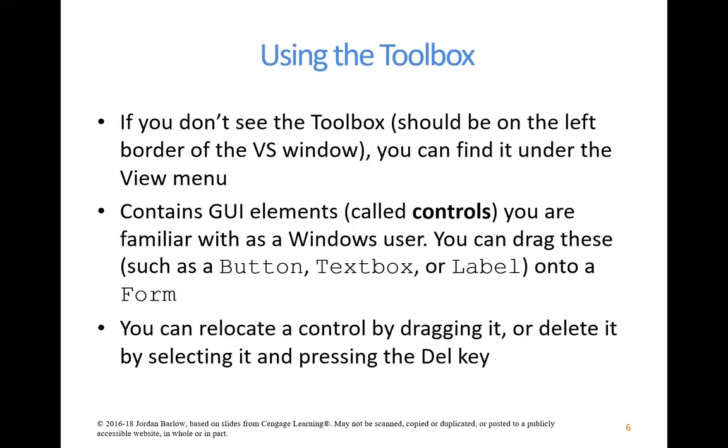Okay, as I mentioned, the toolbox is where you find the different GUI elements, which we call controls, and you can drag these from the toolbox onto your Windows form. So a form, by definition, is a rectangular graphical interface that can contain other controls. The controls are things such as buttons, text boxes, or labels that will help us to navigate a program.